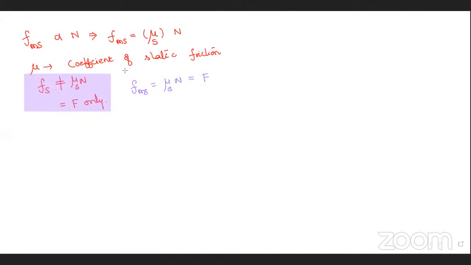Are you able to distinguish the two, Nana? FMS and Fs? Able to distinguish the maximum value and the value? Yes, yes, yes, good. Right. So will you remember this point? Only for FMS, we have to use mu s into N.